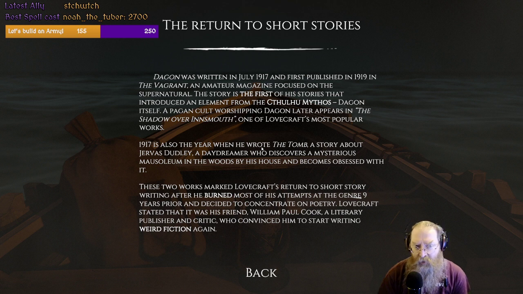1917 is also the year when he wrote The Tomb, a story about Jervas Dudley, a daydreamer who discovers a mysterious mausoleum in the woods by his house and becomes obsessed with it. Those two works marked Lovecraft's return to short story writing after he burned most of his attempts at the genre 9 years prior and decided to concentrate on poetry.